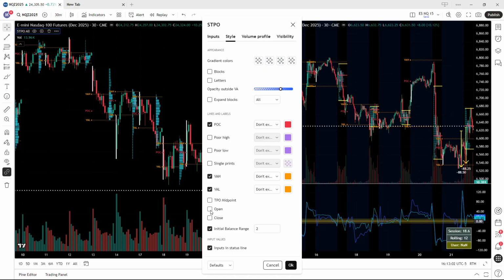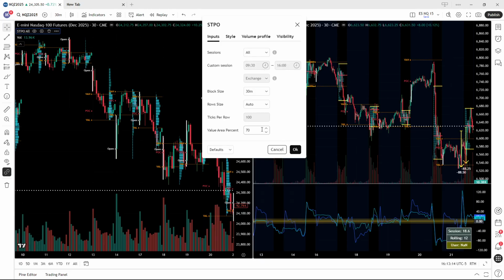You can also show open. I like to show initial balance. And that's pretty much setting up the TPO. Inputs, you don't really need to change this.